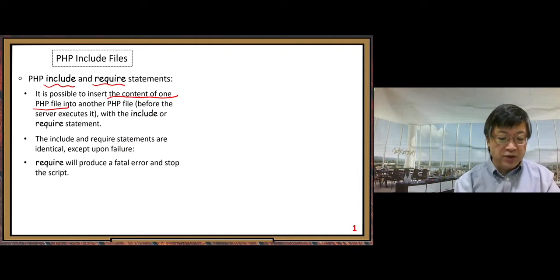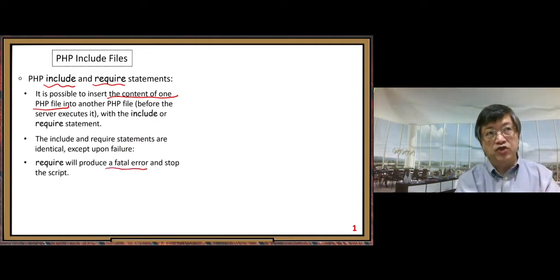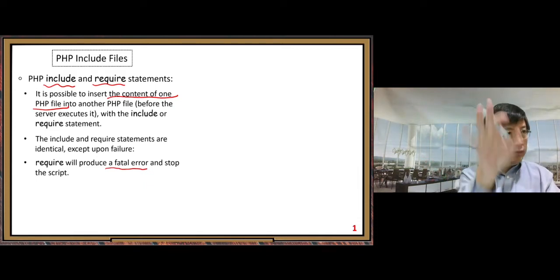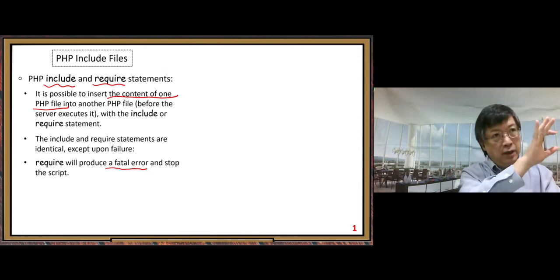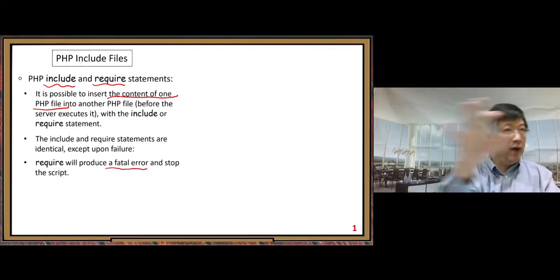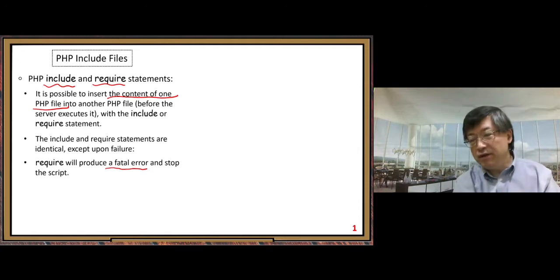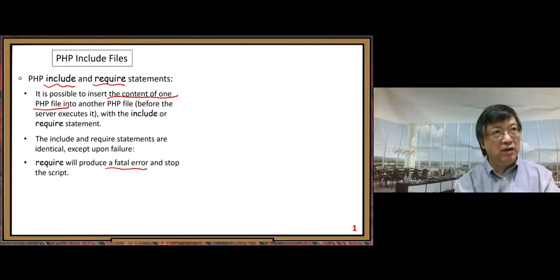Require will produce a fatal error. Require is very strict. It does not allow that to happen, and it stops the script. The whole script does not work. Full stop. You have to fix it, because that is very important. Fatal error. You have to fix it. Otherwise, you cannot do anything. So that's the meaning of this require.